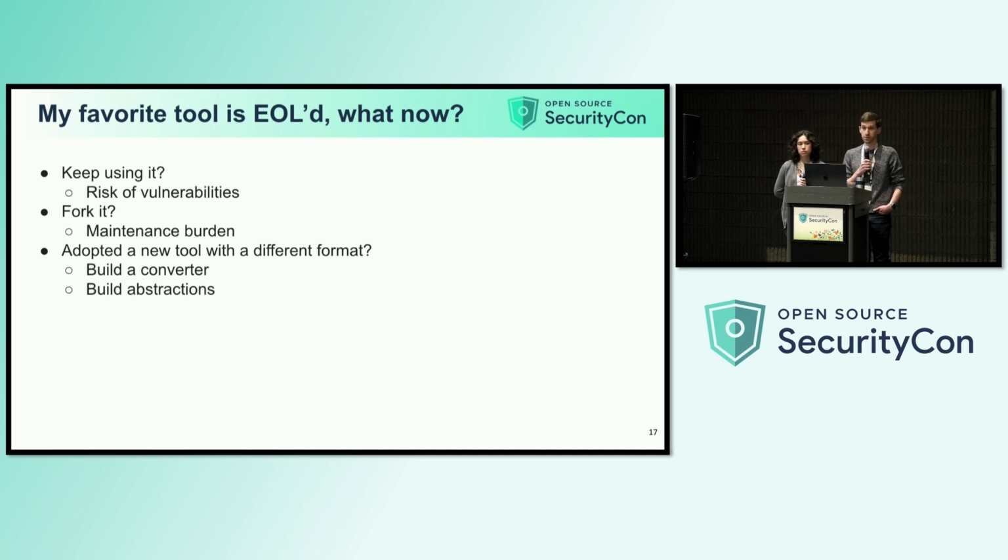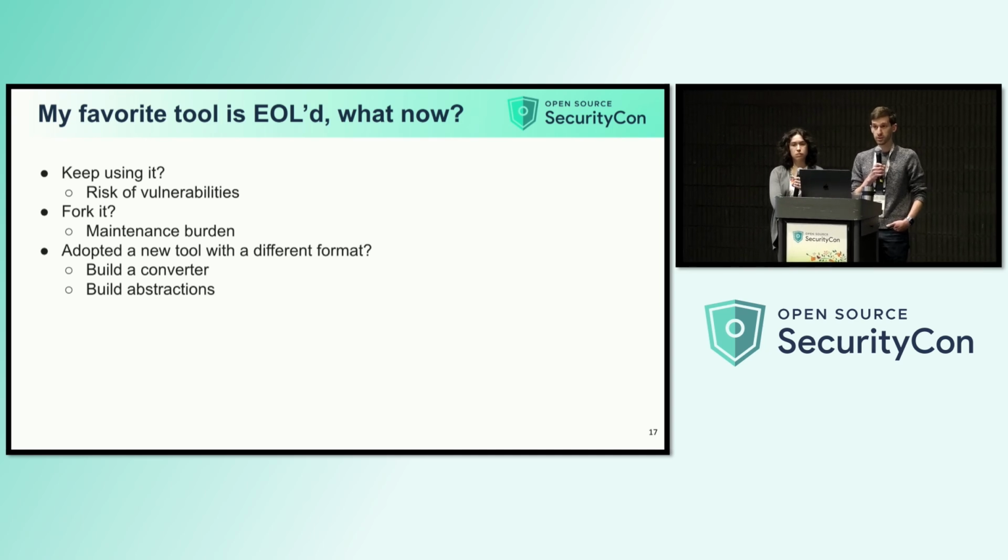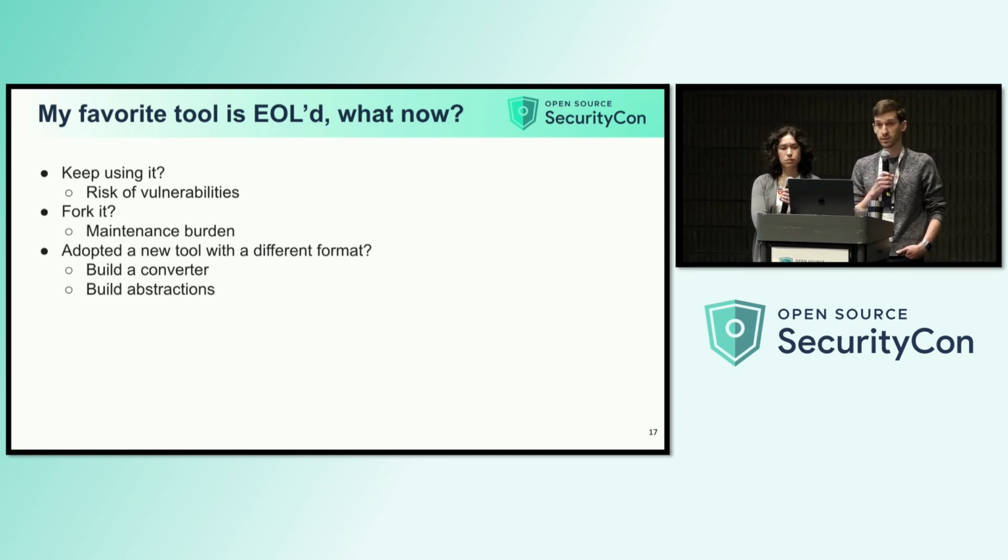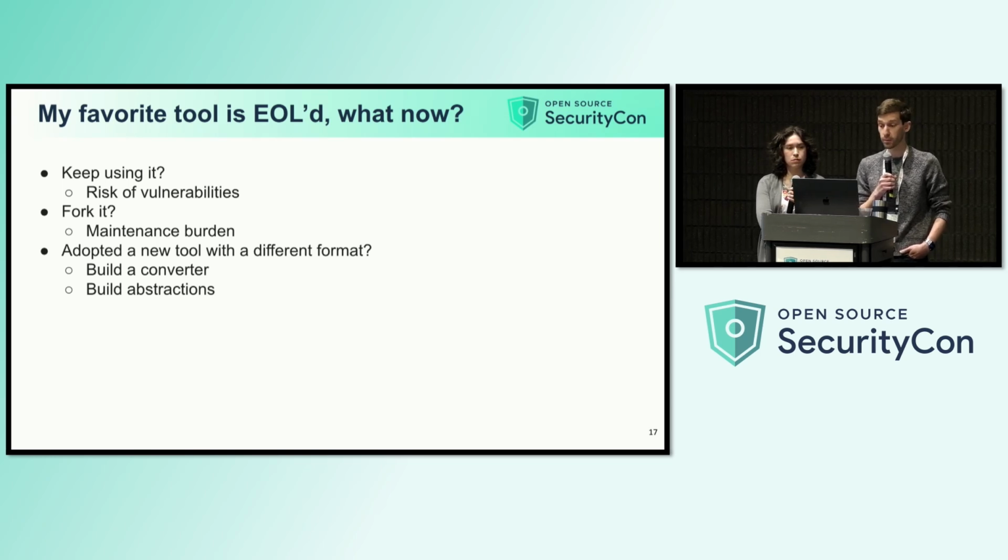Well, one obvious solution is just keep using it. But this, of course, comes with a risk of unpatched vulnerabilities. You could choose to fork it, but now you're taking on a burden around maintenance. So there's two other ideas that we want to present as well, and they'll tie into the rest of this talk. If you had to adopt a new tool that used a different format, what might you do if it can't be seamlessly dropped in? Well, you could build a converter where you're converting inputs and outputs between various tools, or you could build an abstraction, an interface that understands both formats.